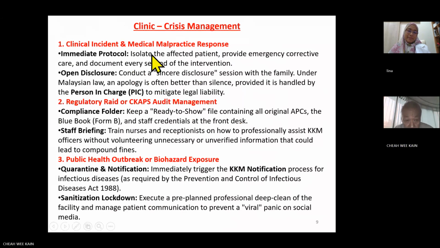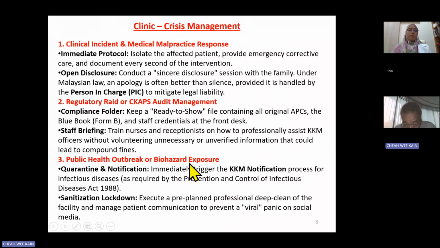So, regulatory raid or audit coming: keep a compliance file ready to show, containing all the annual APC, the blue book, Form D, and the staff credentials. Staff briefing on how to present this KKM policy when they come in. Now, sometimes people are scared of KKM, so they say, let's not get involved, keep quiet. It should not be that way, okay?